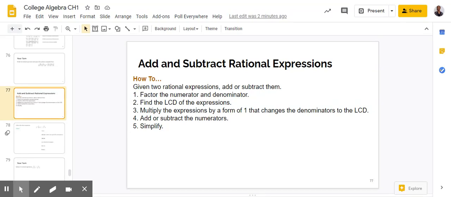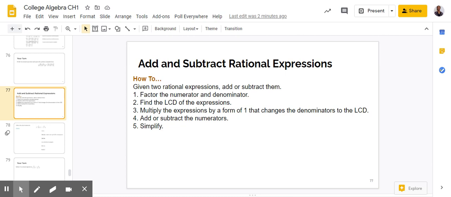So now we're going to take a look at adding and subtracting rational expressions. Whenever we have two rational expressions and we want to add or subtract them, we can begin, as always, by factoring the numerator and denominator. Then we're going to find the LCD of the expressions, and the LCD is the lowest common denominator.